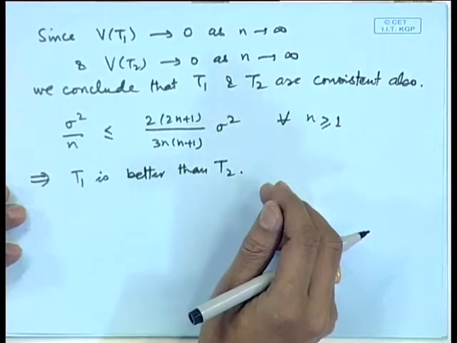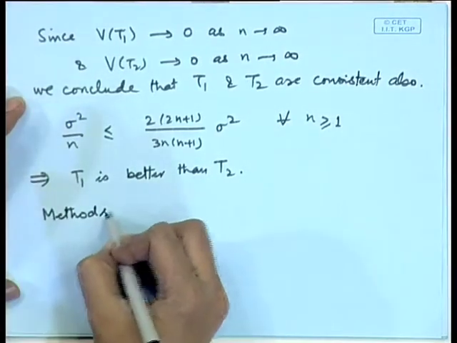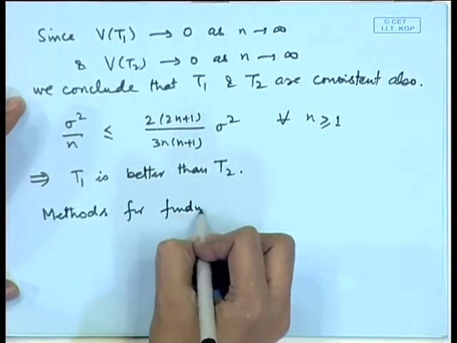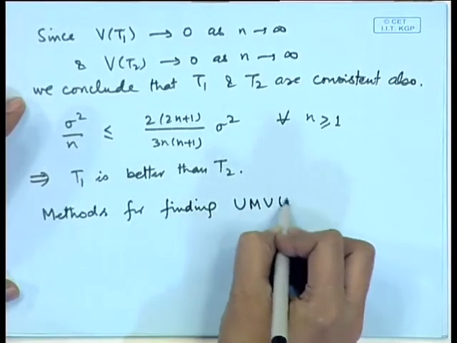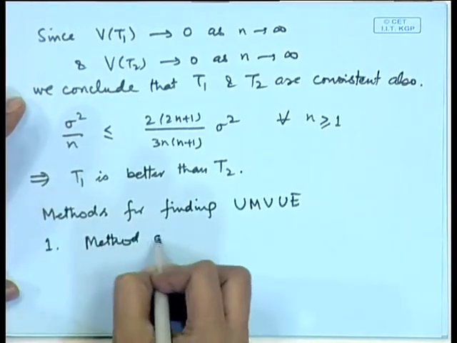Now, the question comes that among a set of given estimators we can find the better one by comparing the variances or the mean squared errors, but in the first place how do we find the best among them? Because the total set of estimators is infinite, we need certain other methodology. There are two methods for finding out the UMVUE. One method is the method of lower bounds.